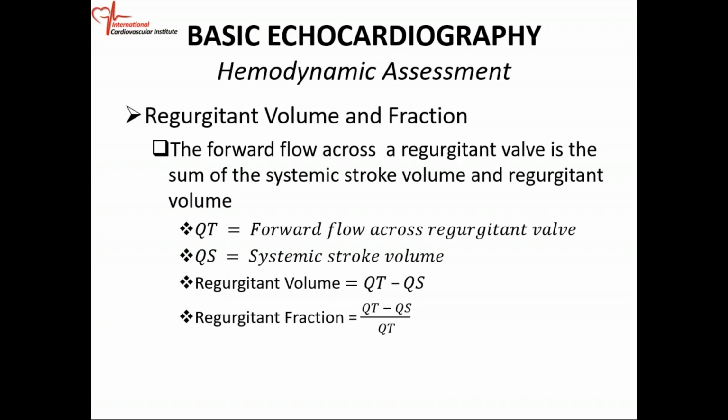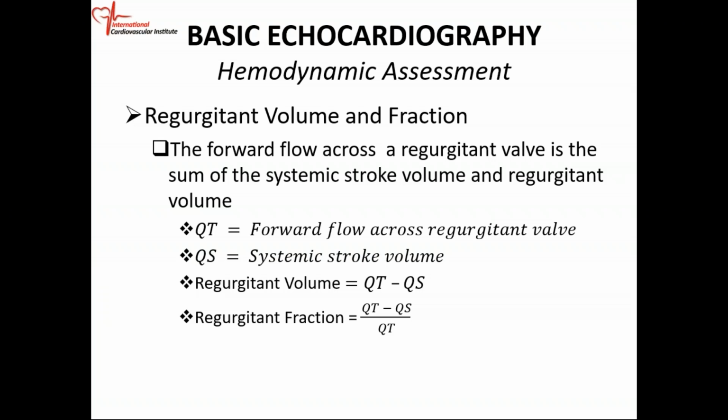And extrapolating from that, then the regurgitant fraction. Because if the fraction of blood that's going backwards is larger and larger, then you're going to get more and more severe regurgitation. So we can use hemodynamics to calculate regurgitant volume and hence regurgitant fraction. Again, you just have to conceptualize, you have to think about these things.